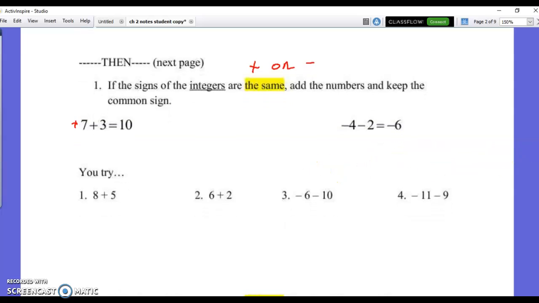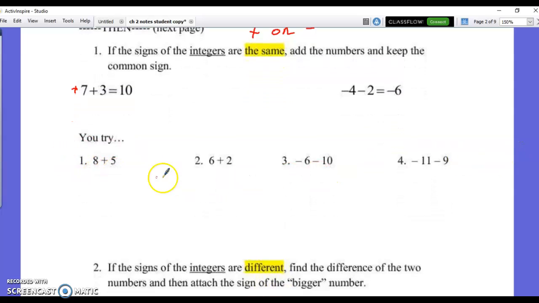So looking at these, we should already be able to tell which one's going to be positive and which one's going to be negative. There's two positives, two negatives, two negatives. So the negatives are going to be negatives, the positives are going to be positives, so we just add them together. Since there's two positives, 5 plus 8 would be positive 13. 6 plus 2 would be 8.